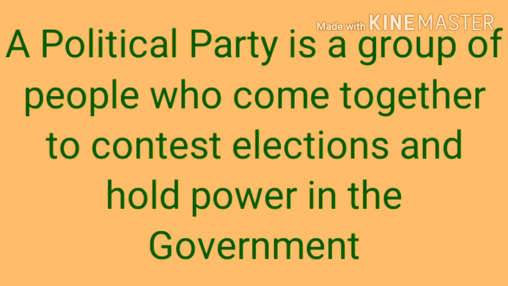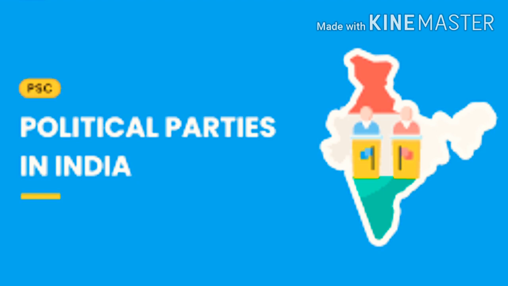So what is a political party? A political party is a group of people who come together to conduct elections and hold power in the government. So once again, what is a political party? A political party is basically a group of people. These people come together to conduct elections in order to hold power in the government.